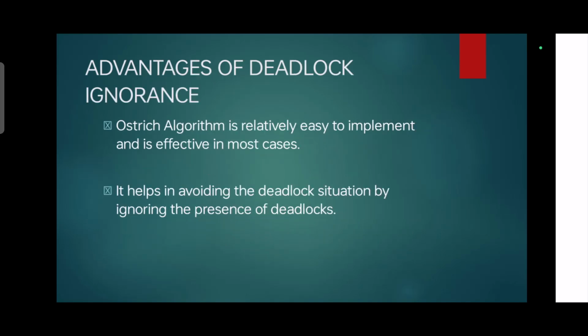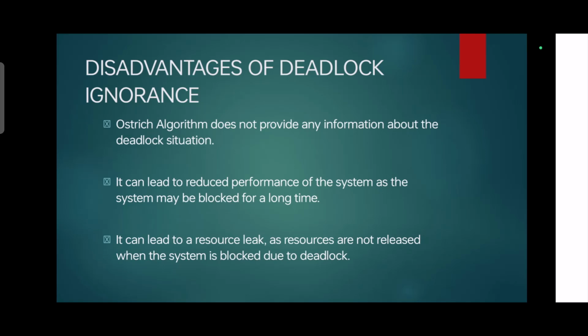Advantages of deadlock ignorance. Ostrich algorithm is relatively easier to implement and is effective in most cases. It helps in avoiding the deadlock situation by ignoring the presence of deadlocks. Disadvantages of deadlock ignorance. Ostrich algorithm does not provide any information about the deadlock situation. It can lead to reduced performance of the system as the system may be blocked for a long time. It can lead to a resource leak as resources are not released when the system is blocked due to deadlock.